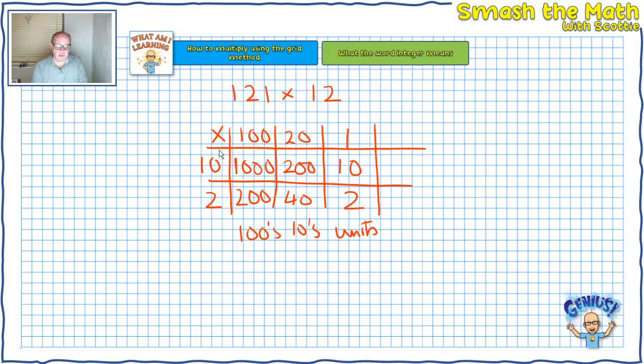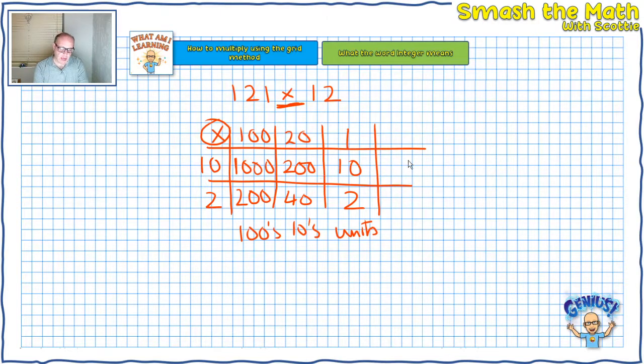And another important tip, which I forgot to tell you, is the reason we put times is because sometimes what people end up doing is adding them. So they do 10 add 100, and that would make 110, or 10 add 20, which makes 30. Remember, we are multiplying, so we need to have the multiplication there to remind us, okay? So let's add them all up now.